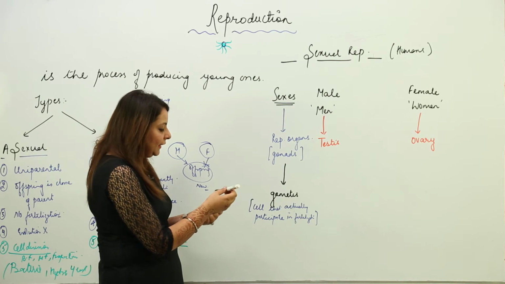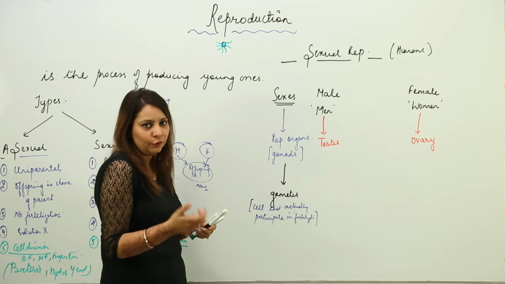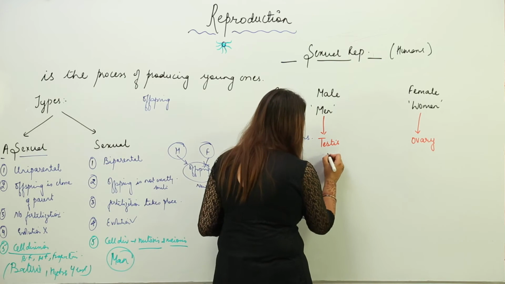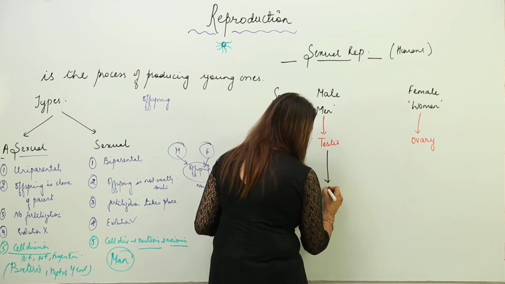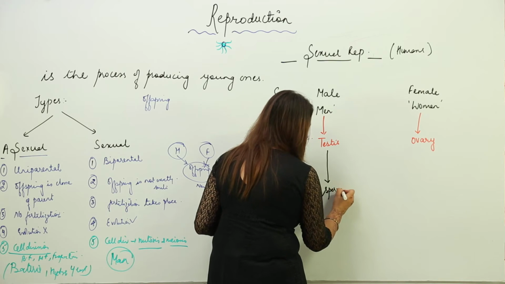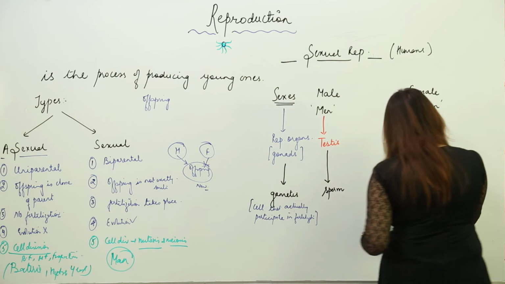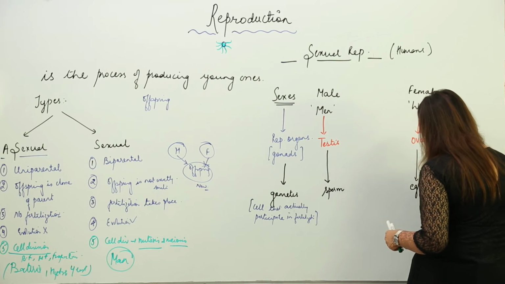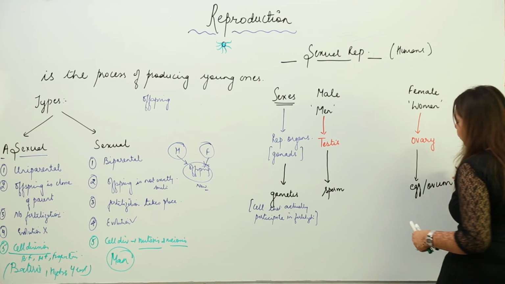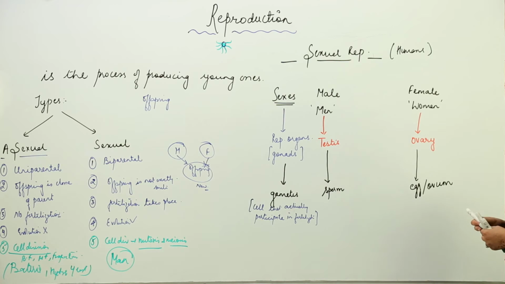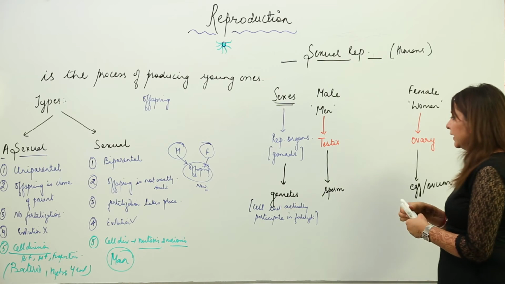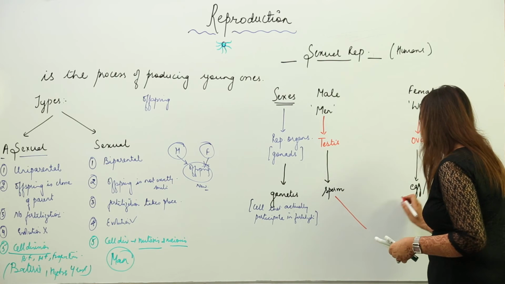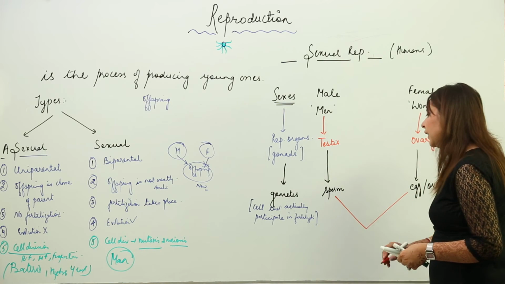The male gonad, testis, is going to produce the male gamete, that is the sperm. And ovaries produce the female gamete, that is the egg. We can also call the egg an ovum. Now these sperm and egg are going to fuse.